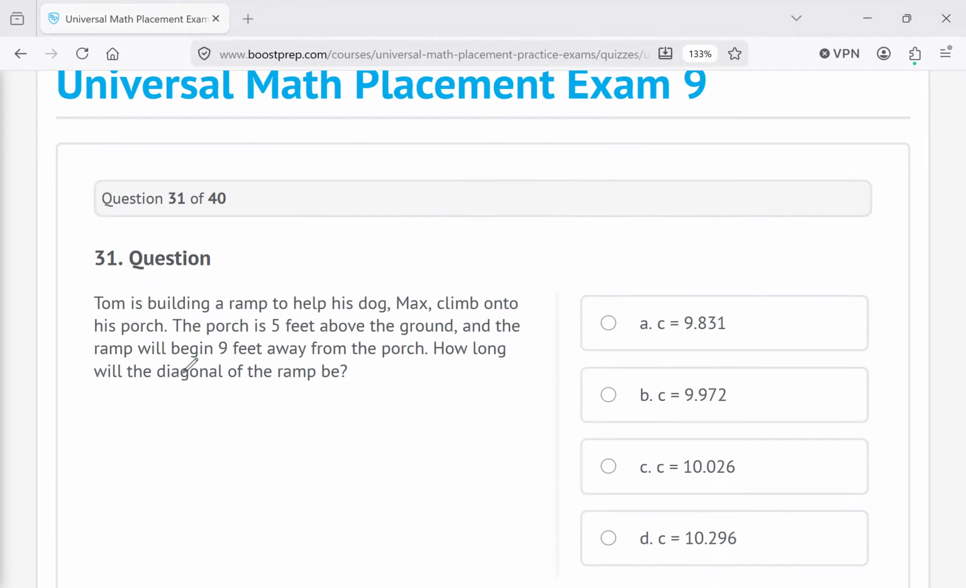Tom is building a ramp to help his dog Max climb into his porch. The porch is 5 feet above the ground, and the ramp will be 9 feet away from the porch. How long will the diagonal of the ramp be?